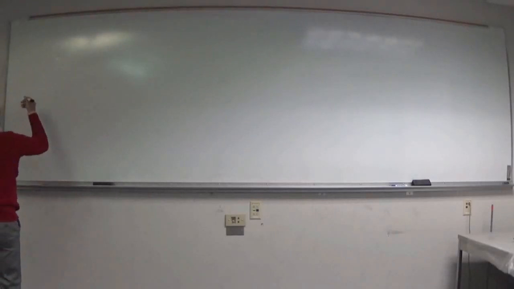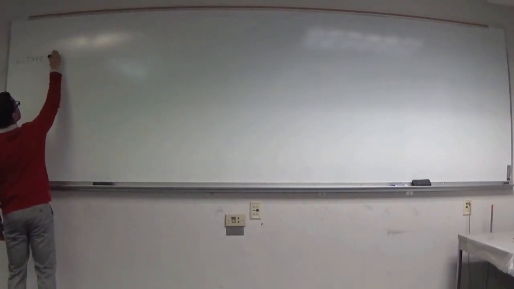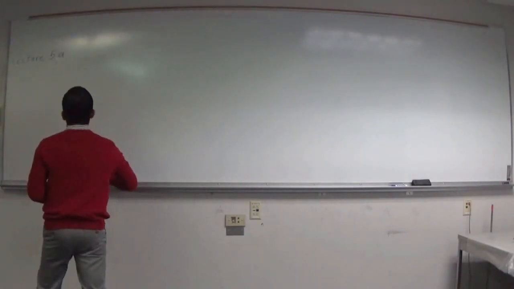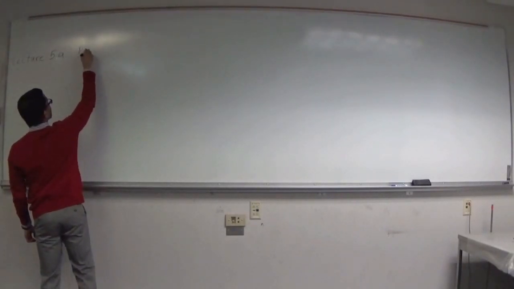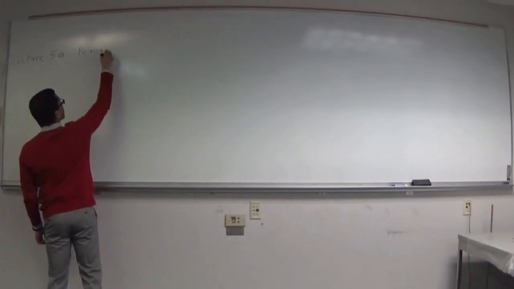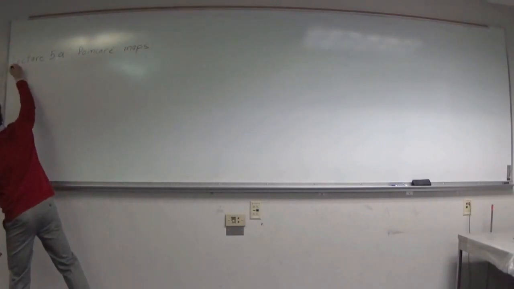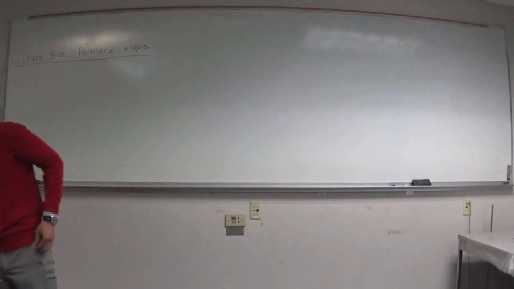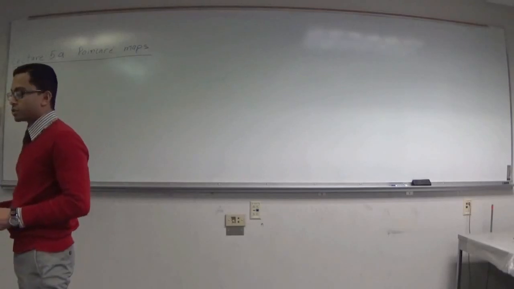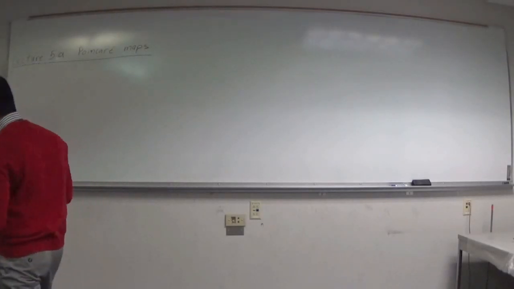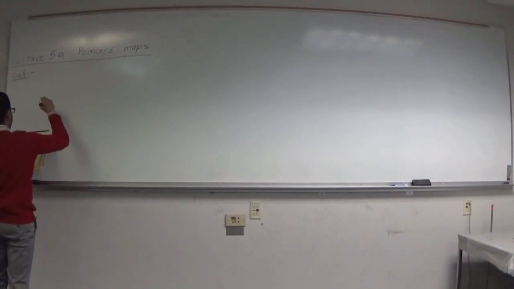So the first part is going to be Poincaré maps. I'll go over it briefly. First I'm going to have to give you a few definitions. We're going to start off with a definition of a periodic orbit. Let's write it down formally and then I'll draw each of these things.